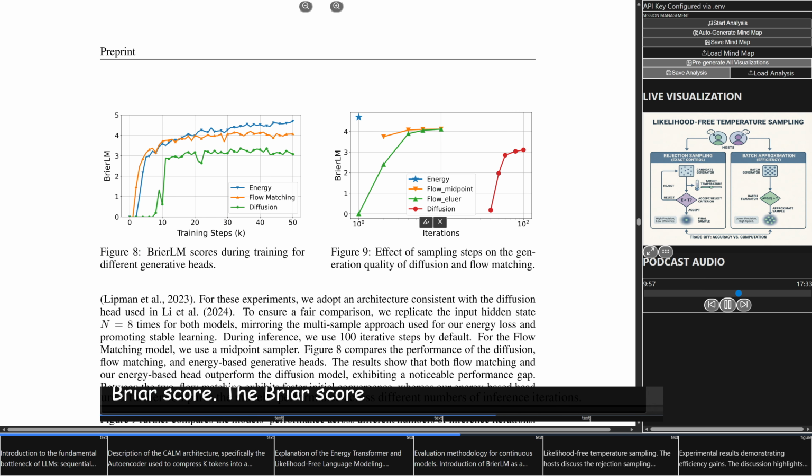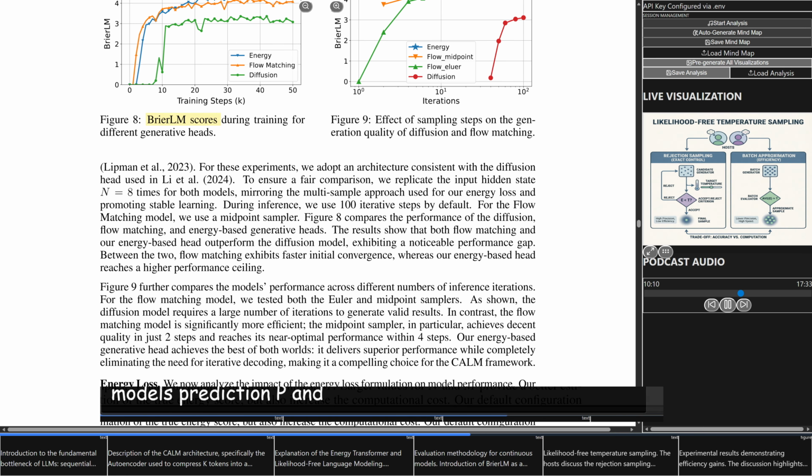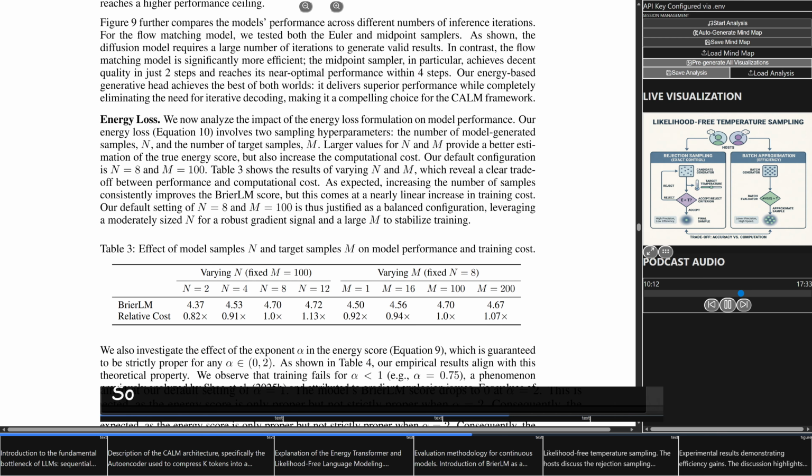The Brier score. It's a classic, very rigorous scoring rule. Its power comes from its decomposition. Minimizing the expected Brier score is mathematically equivalent to minimizing the squared error between the model's prediction P and the true distribution Q. It's a really reliable measure of calibration.